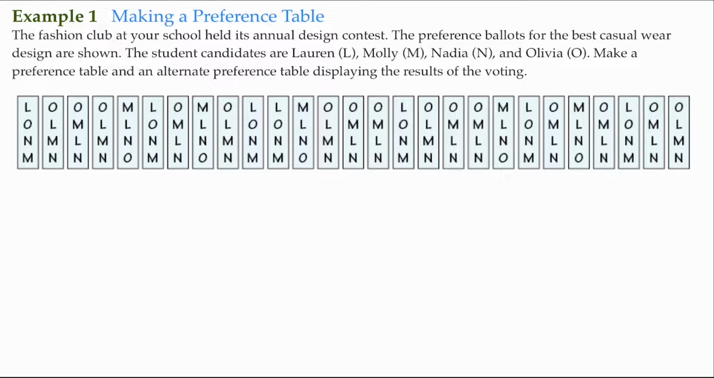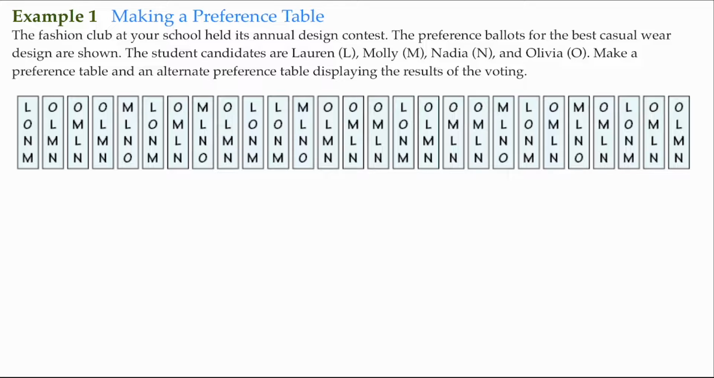When ballots or votes are cast in which a voter has the opportunity to rank several candidates according to who they prefer, when the ballots are collected, we can summarize the results of the voting in what is known as a preference table. And that's what we're going to do in this first example here.